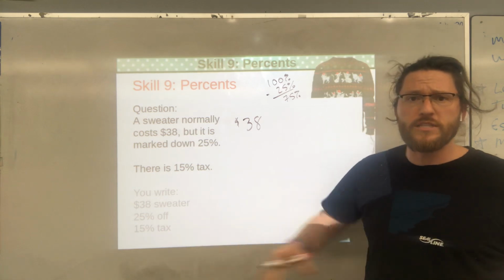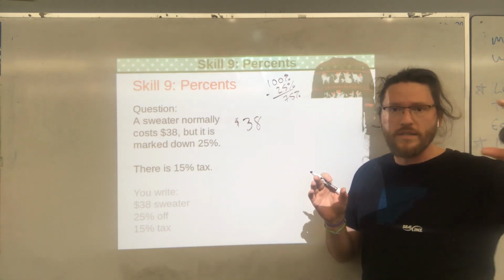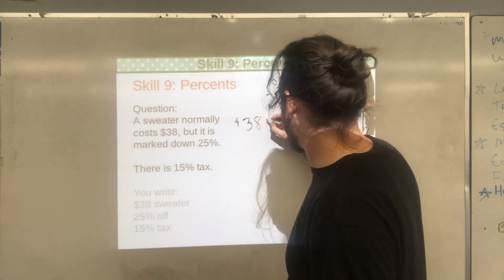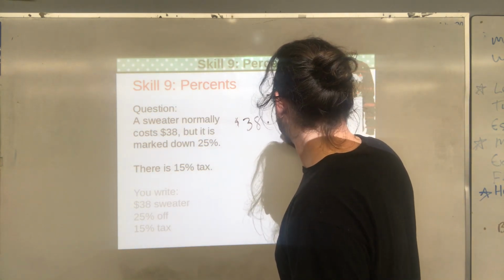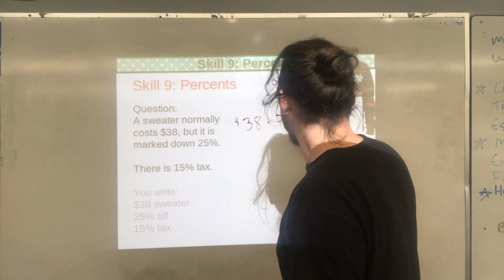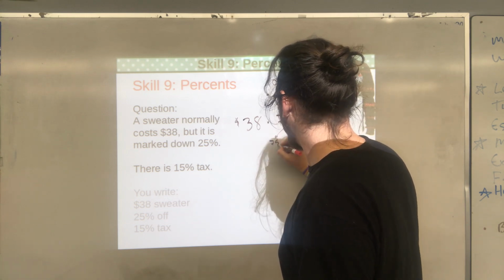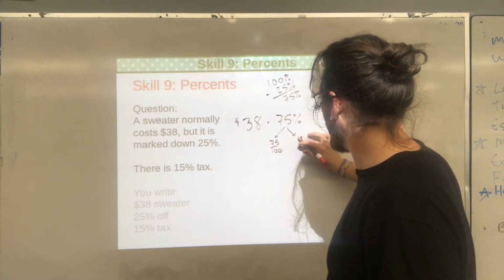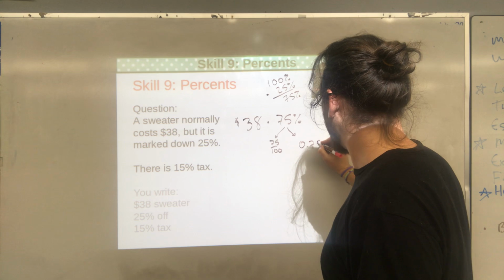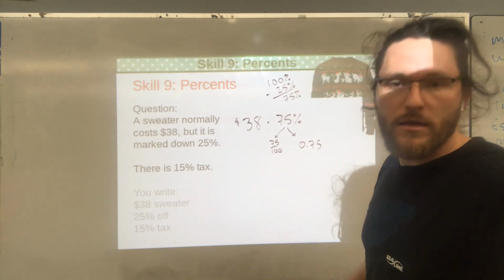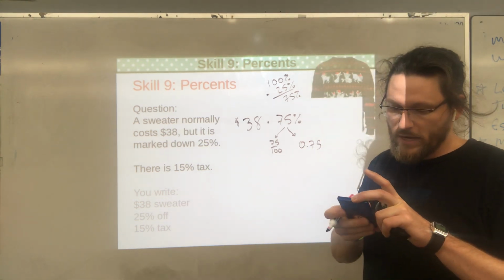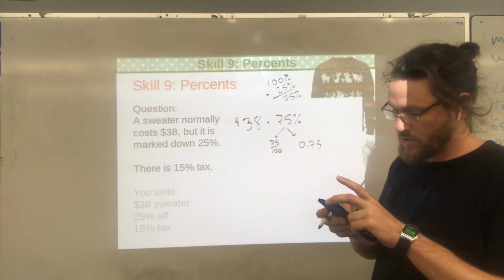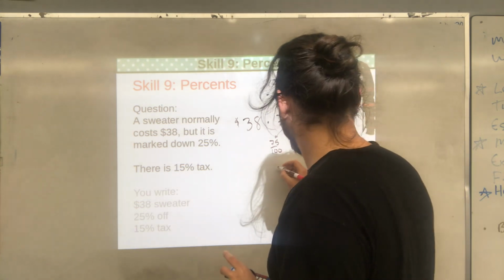And it's really important that you separate these steps, right? We need to do one step first, find the answer. Second step, find the answer. So 38, and I'm finding out what 75% of that is, right? That's either 75 over 100 or 0.75. When I grab my calculator, 0.75 times $38 gives us $28.50.